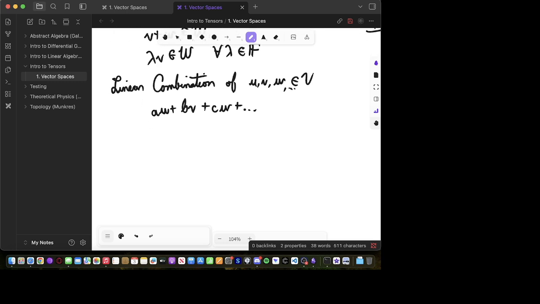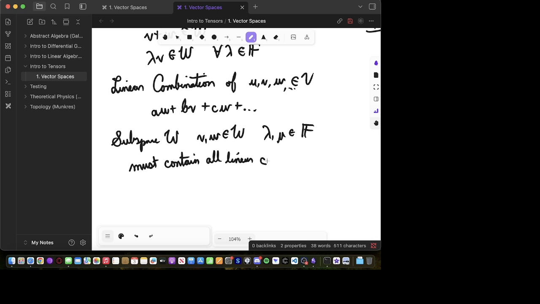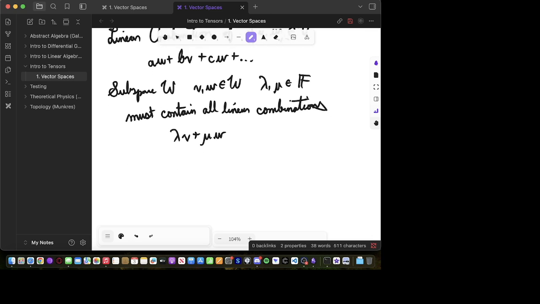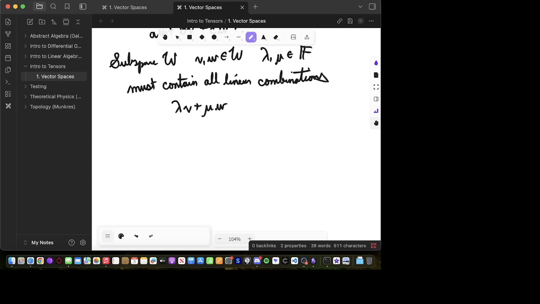So we have that a subspace W, where V and W are in W and lambda, mu are in F, must contain all linear combinations lambda V plus mu times W. In my text, I leave this as an exercise for the reader, but I think this is easy enough that I can just prove it right here and now.